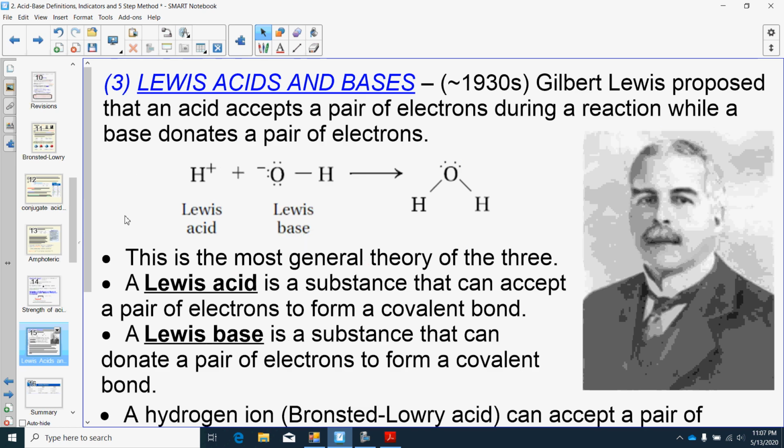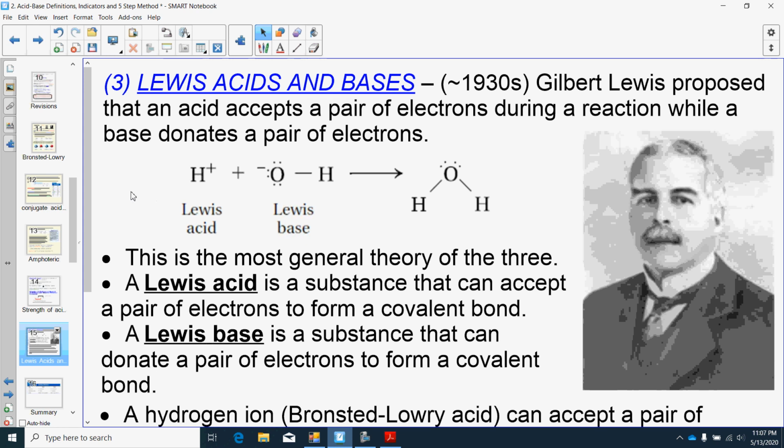Very quickly, we do have a third set of definitions for acids and bases. The third set we talk about is Lewis acids and bases. Now, it's really not part of the curriculum for 12-2 chemistry, so I'm just going to briefly mention it so that you have a complete picture. Gilbert Lewis, around 1930, instead of looking at protons, looked at electrons, so he looked at it from a different point of view.